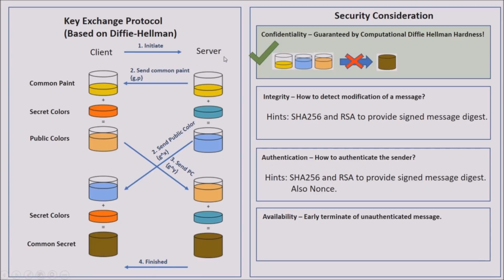The really important thing is the security consideration. The confidentiality is already guaranteed by the computational Diffie-Hellman hardness, so we need to think about integrity, authentication, and reliability. Basically, the key idea is to use SHA-256 and RSA to provide a message digest, aka the digital signature. For authentication, we also apply nonces to make sure that an attacker cannot record a message and later impersonate the individual. We also have early termination of unauthenticated messages to prevent denial of service attacks.